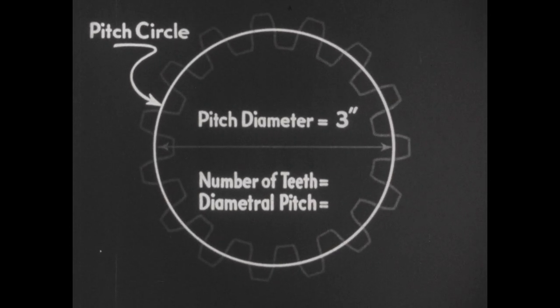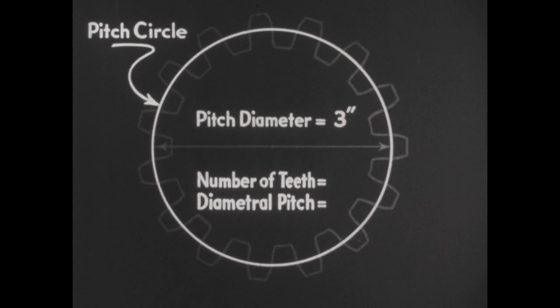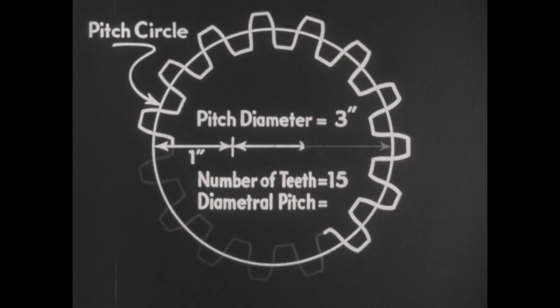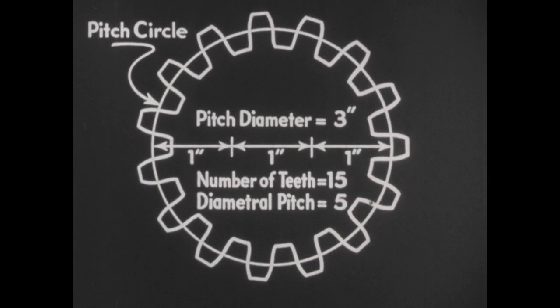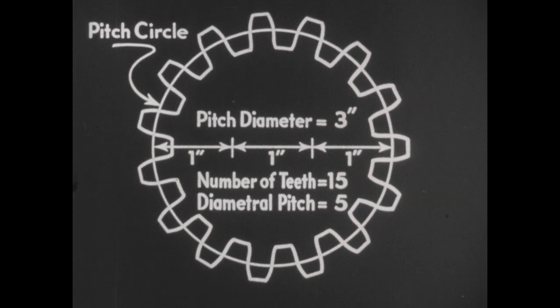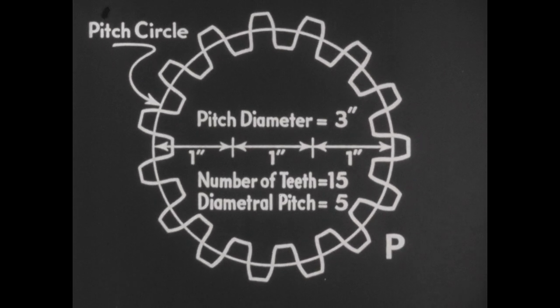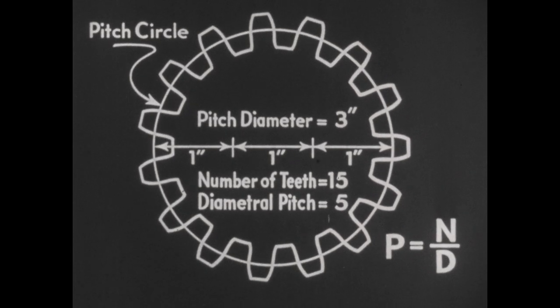This gear has the same pitch diameter, but contains 15 teeth. Since it has 5 teeth for every inch of pitch diameter, this is called a 5-pitch gear. In other words, the diametral pitch is always equal to the number of teeth divided by the pitch diameter, or the number of teeth per inch of pitch diameter.